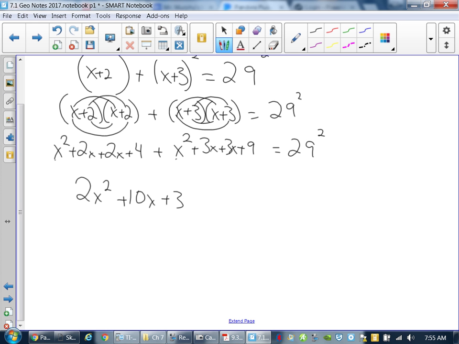Are we all in agreement that we're going to have to move that 29 squared back to the left to set the equation equal to 0? Yeah, we're going to have to do that in order to set it equal to 0. So what's 29 squared? 841. So all I've done there is move the 841 over.